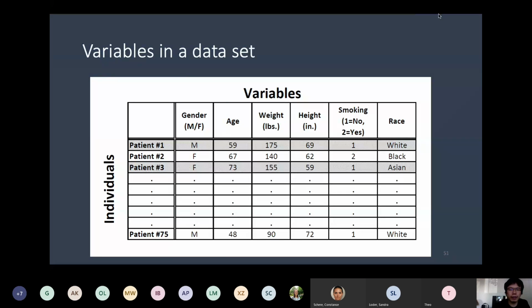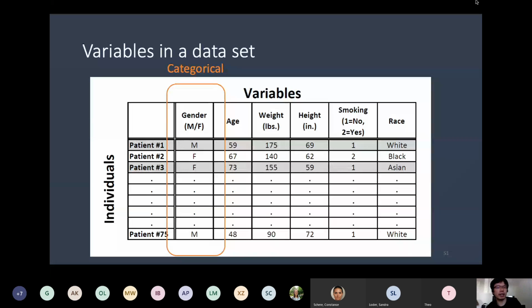Now, the first thing I want to talk about is there are two types of variables here. One is categorical, right? So that's just gender. You can take a value of male or female, and there's no order here. There's no quantity here. M and F just indicate group membership.